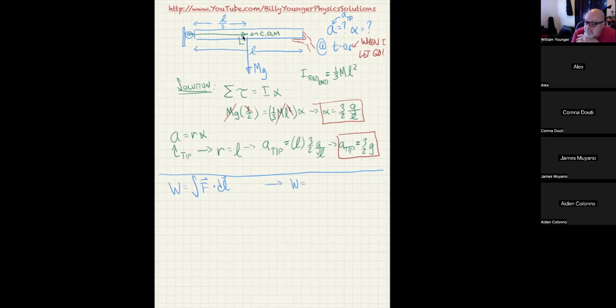Anybody recall? The torque? The torque, exactly. So guess what? You can actually change this to torque times. Now, what takes the place of X, for instance, in rotational motion?